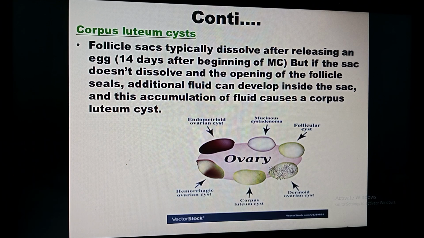So what is corpus luteum? It is a kind of mass of cells that forms in the ovary, and it is a temporary organ that appears every menstruation cycle. When fertilization does not take place, it will disappear. But in this case, the extra fluid will form a corpus luteum cyst. See, you can see in the picture various types of cyst. The corpus luteum cyst is here, the follicular cyst is here.